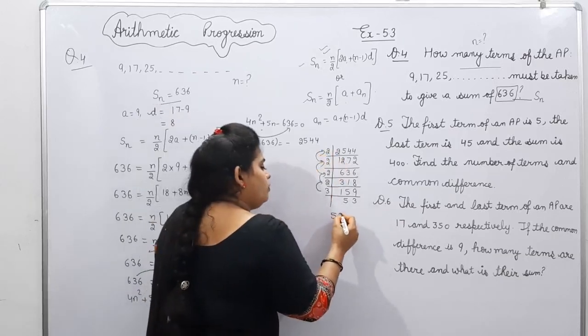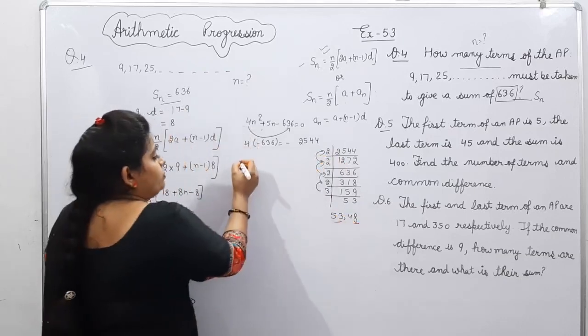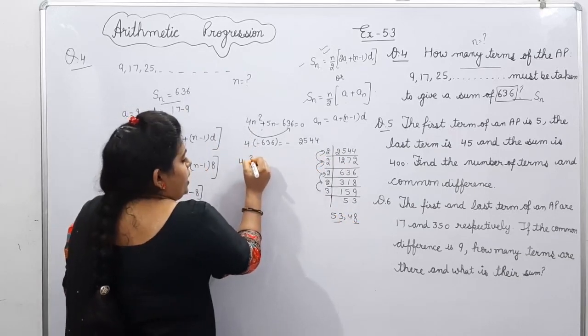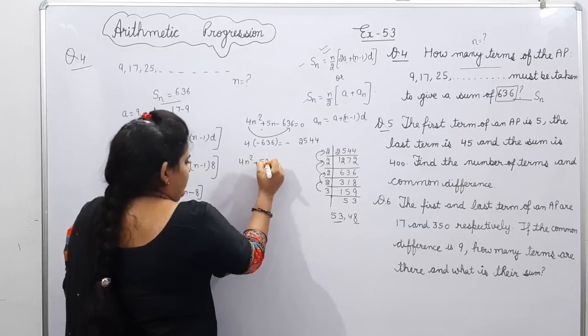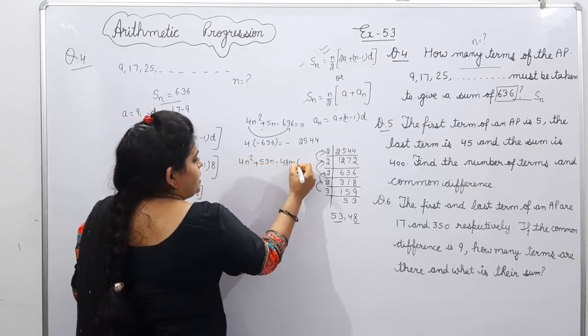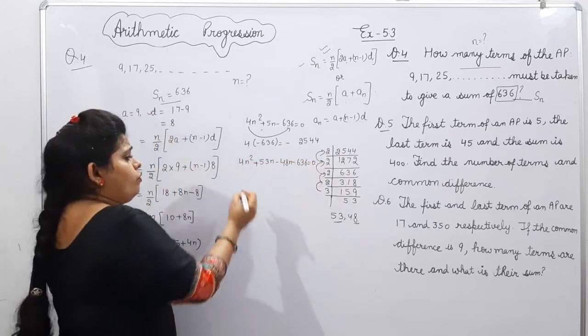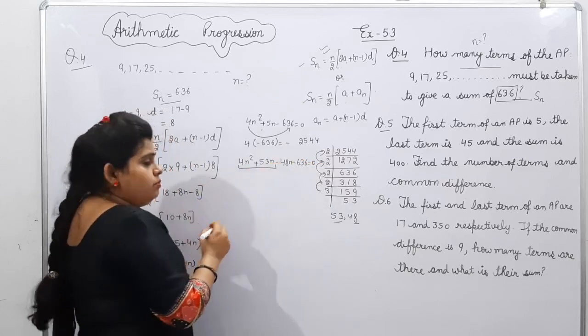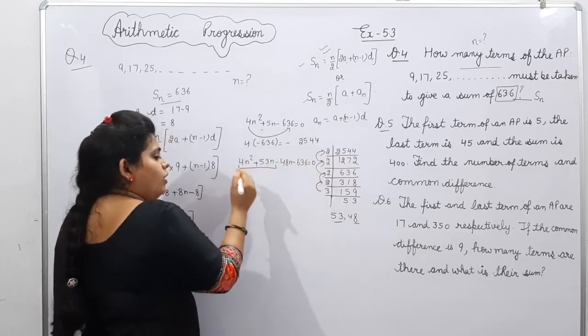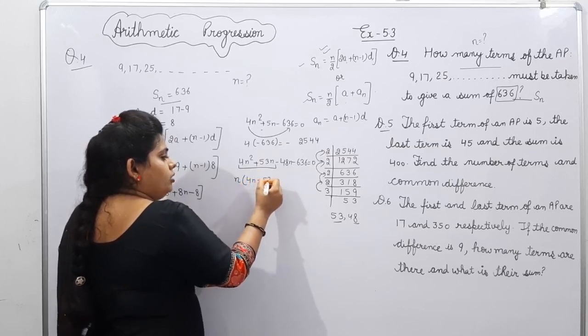So from here we get factors 53 and 48. Now 4n square plus 53n minus 48n minus 636 is equal to 0. Now, what is common in these two first terms? n. What will be left? 4n plus 53.